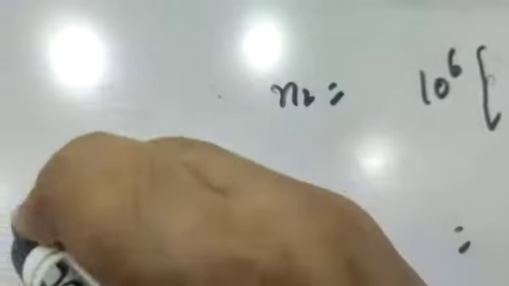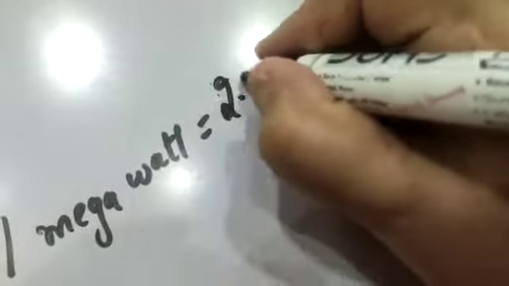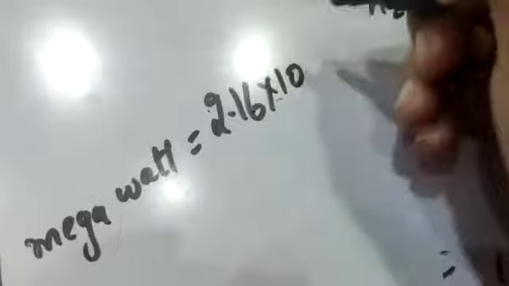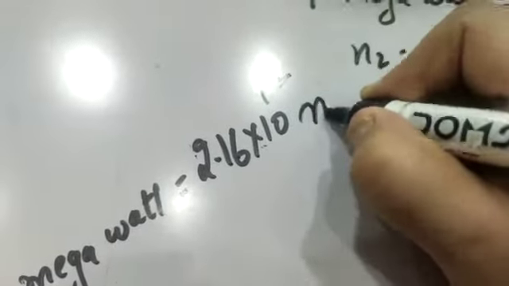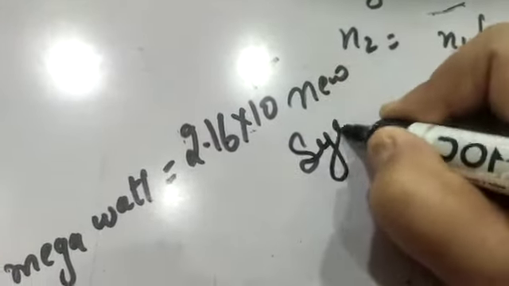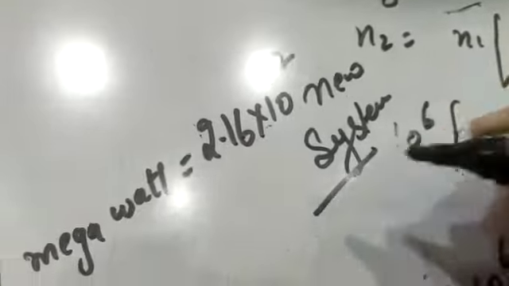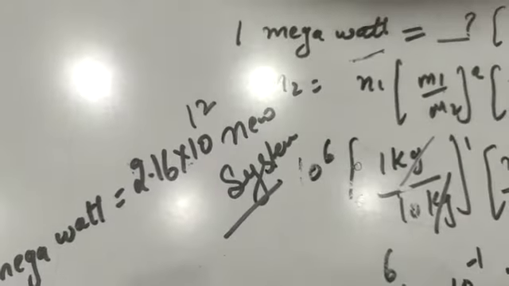So while writing such systems, we will write that 1 megawatt is equal to 2.16 into 10 raised to power 12 new system of units. In such cases we will write new system of units. I hope this question is clear to you.